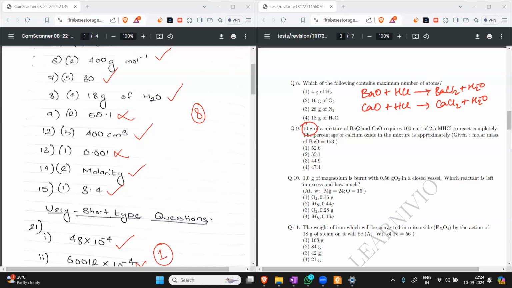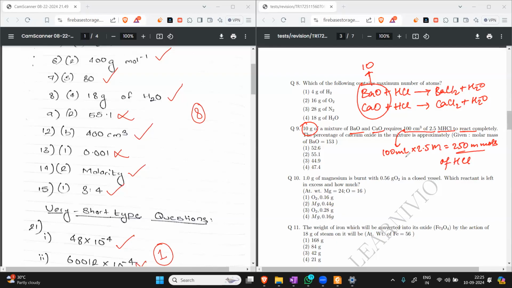So they are saying 10 gram mixture of BaO and CaO. इन दोनों का मिक्सचर कितना ग्राम है? 10 grams. Right? Requires इतना molar HCl to react completely. That means 100 ml into 2.5 molar. That will give you 250 millimoles of HCl. एक बार देख लीजिए जरा. मेक सेंस? ठीक है.